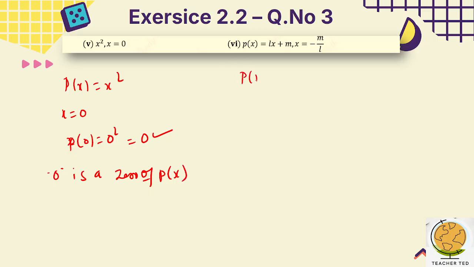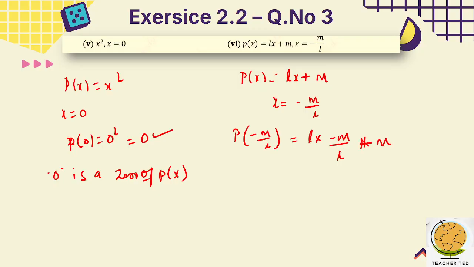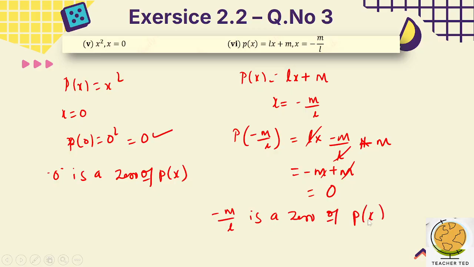Sixth one, p of x is equal to lx plus m, where x is equal to minus m by l. Substitute the value of x here. P of minus m by l instead of x, l into minus m by l plus m. L and l get cancelled, remaining is minus m plus m. Minus m plus m becomes 0. So minus m by l is a 0 of the given polynomial p of x.